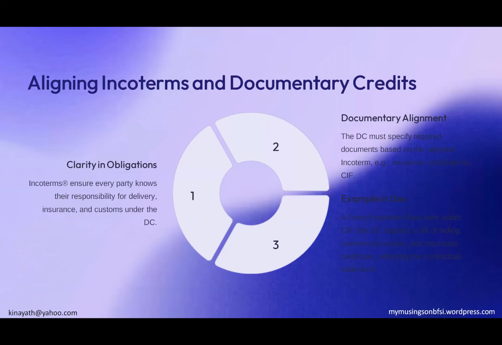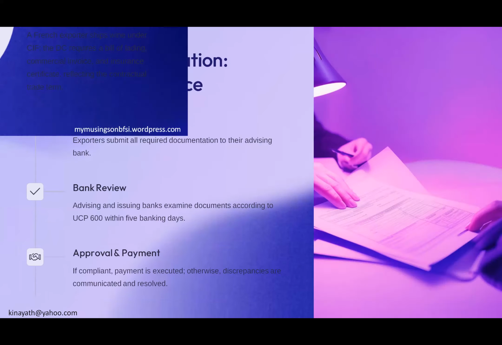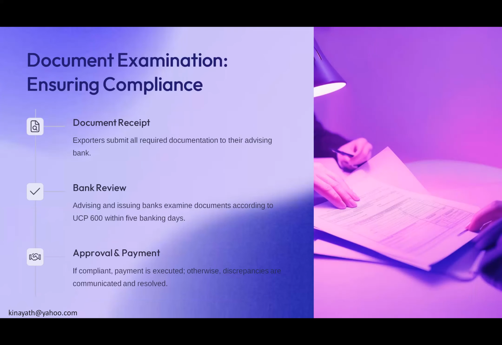Now, how do we align the Incoterms and documentary credits? Aligning Incoterms and documentary credits is important because if CIF is the Incoterm, then the insurance document should be called for. Incoterms ensure the parties know what their responsibilities are or where the risk ends. If it is not CIF and you call for an insurance document, then the counterparty may claim it to be inconsistent or irrelevant.